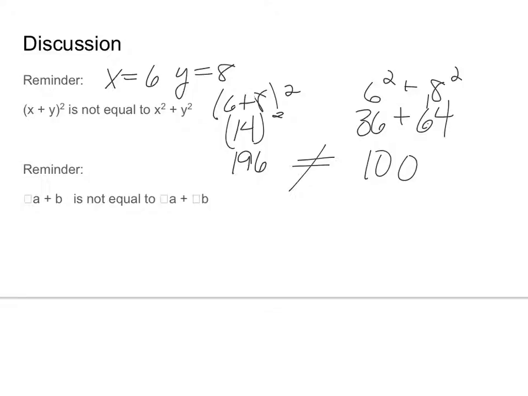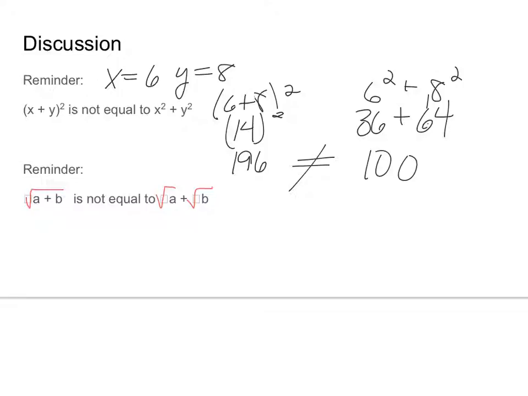Hold on a second, there's a typo here where those boxes are. Let me figure out what it is. Yes, this is where I needed to put that radical sign. So here's a reminder that the square root of a plus b is not equal to the square root of a plus the square root of b. For the same reasons, we can't just split those things up.